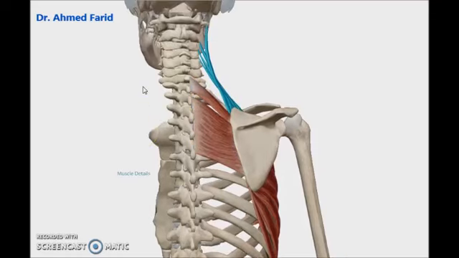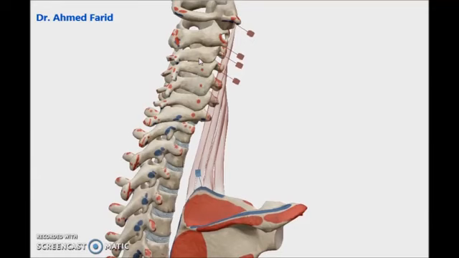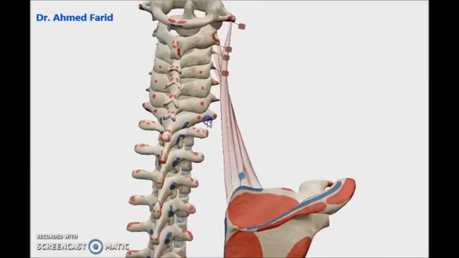As you see, it's coming from the upper 4 cervical vertebrae. In detail, this is the origin and the insertion of Levator scapulae, like this. Transverse processes of upper 4 cervical vertebrae going to be inserted into the back of the medial border of the scapula above the level of the spine. Above the level of the spine.